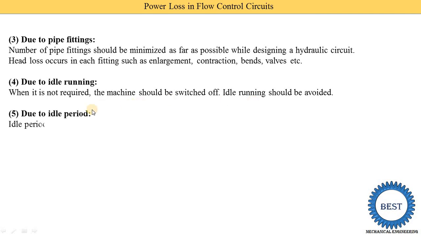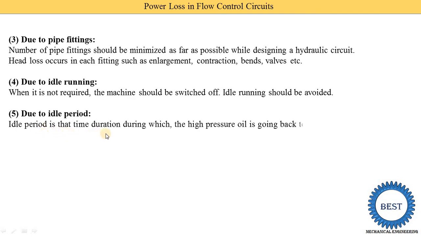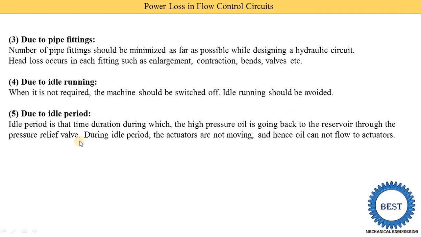Due to idle period. Idle period is the time duration during which the high pressure oil goes back to the reservoir through the pressure relief valve. During the idle period, the actuators are not working and hence oil cannot flow to the actuators. It means the pump is working but oil is not supplied to the actuators, and oil is again supplied to the reservoir through the pressure relief valve. So it increases the loss of power, because the oil consumes a lot of power for increasing pressure in the pump, and then it goes to the pressure relief valve and is directly supplied to the reservoir. That means it is a loss of power during idling.